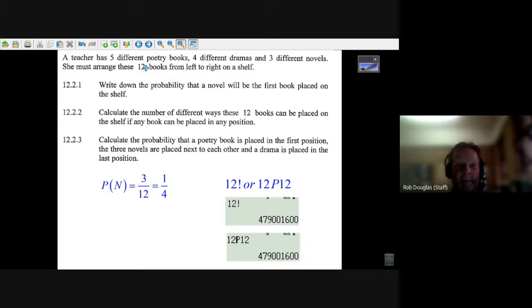Well, there's 12 books to choose from, and three of them are novels. So three chances in 12. Ooh, that's a nice, easy point. One chance in four. That's it.